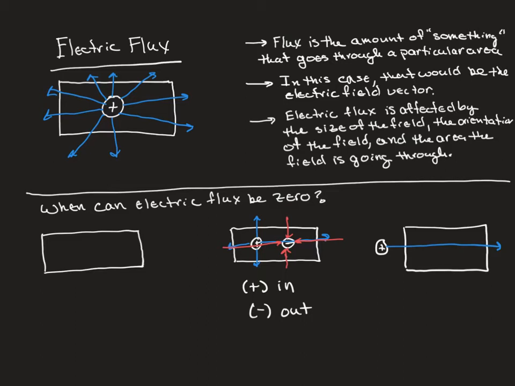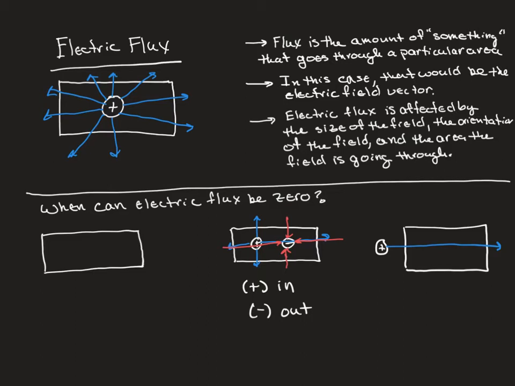Now mind you, right now I'm talking about closed surfaces. When I move to the next slide, I'm going to be talking about just the single side of a box versus the flux going through the entire surface area of the box. So you have to be very careful the difference between a closed surface and the flux going through a sheet. So there are three ways that you could have electric flux be zero.